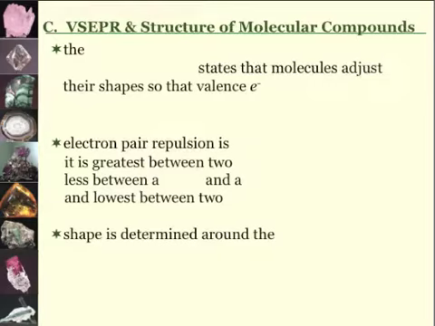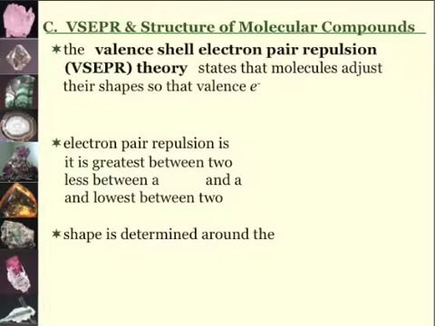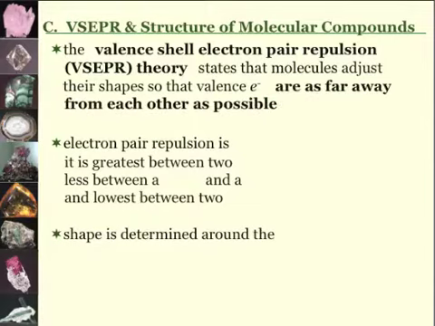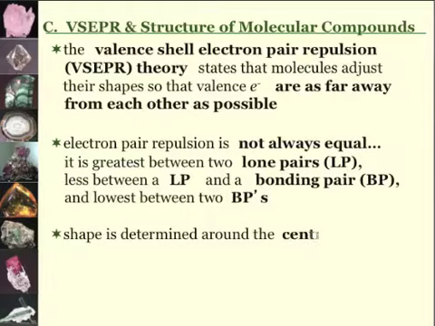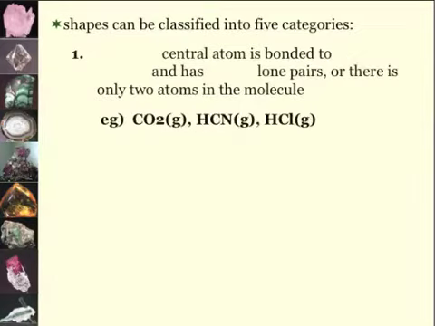If we look at VSEPR structure and molecular compounds, the valence shell electron pair repulsion, or VSEPR theory, states that molecules adjust their shape so that their valence electrons are as far away from each other as possible. Electron pair repulsion is not always equal. It is the greatest between two lone pairs, less between a lone pair and a bonding pair, and the lowest between two bonding pairs. The shape is determined around the central atom, okay? Shapes can be classified into 5 categories, and we're going to go into these 5 categories in the next video.